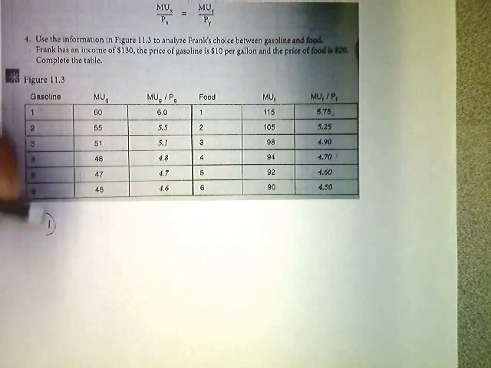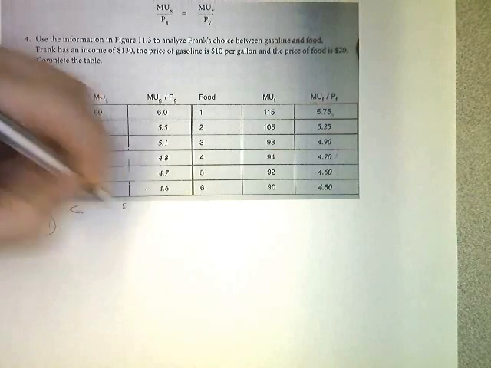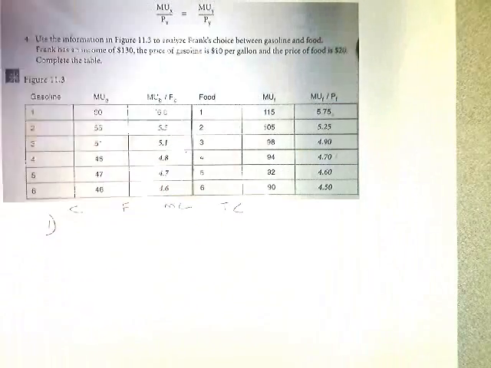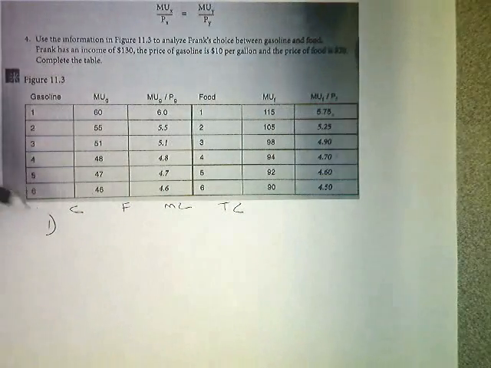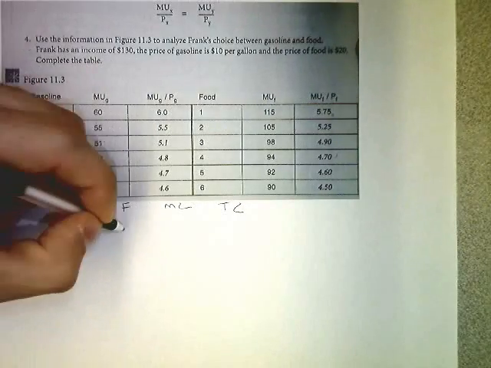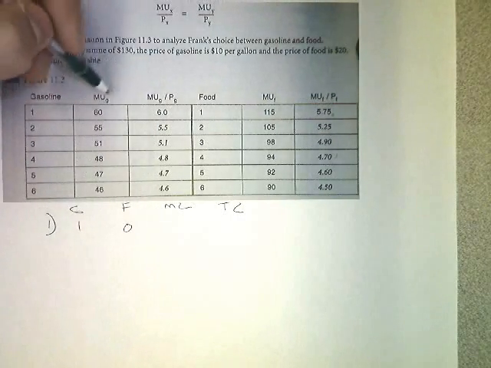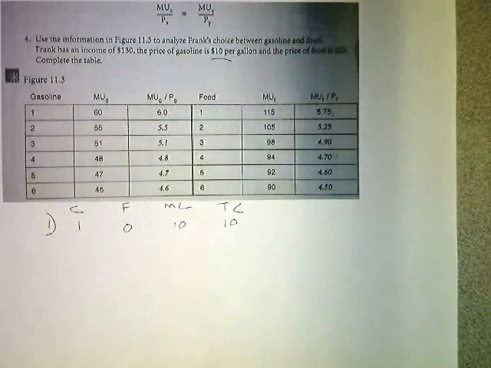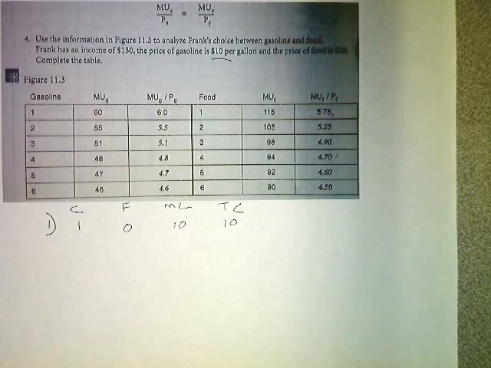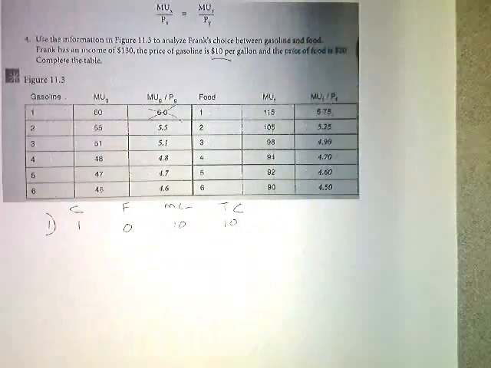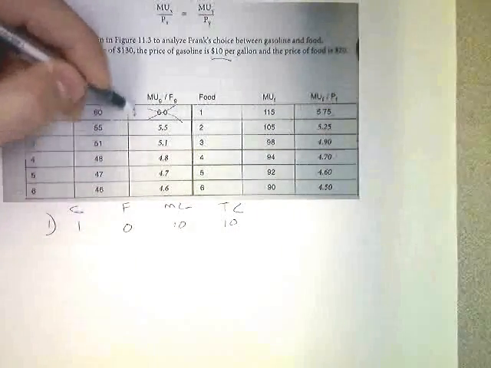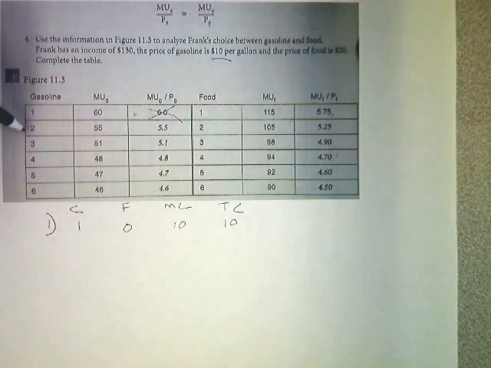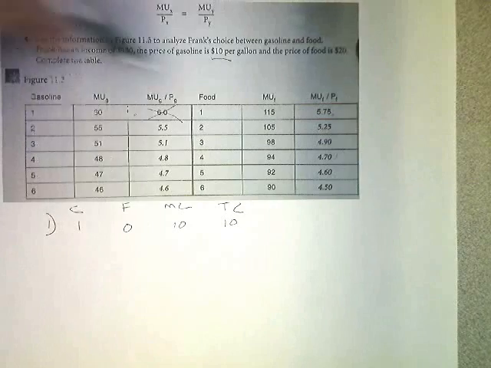So in decision 1, and we'll just make a chart here, we have gas, food, I'll call this the marginal cost, and then the total cost. So in round 1, Frank decides to buy the first unit of gas. He doesn't buy any food. The cost of that decision is $10, and his total cost right now is $10, and this is where we're at. Now, another thing that you might do at this point is put an X over this one so we know that he's already bought the first one. Or you might want to put a dot off to the side in case you make a mistake and want to go back.